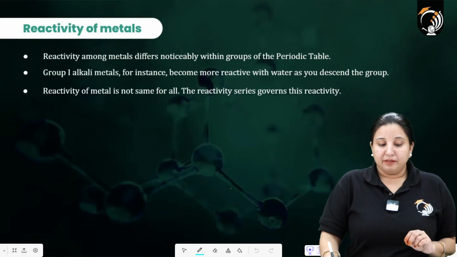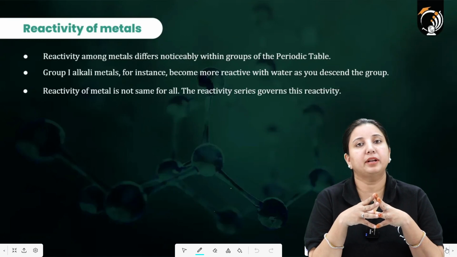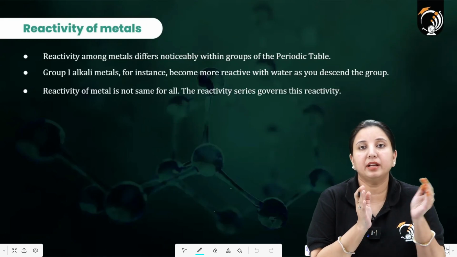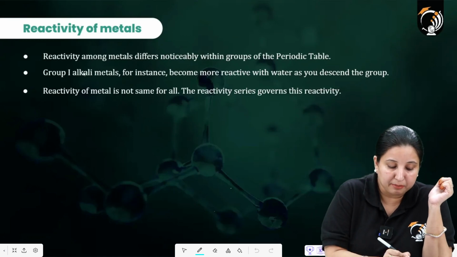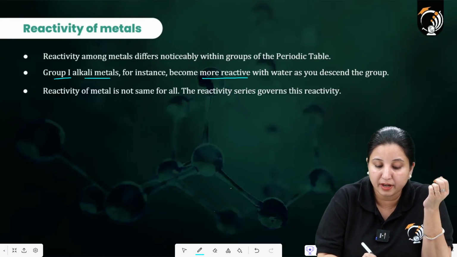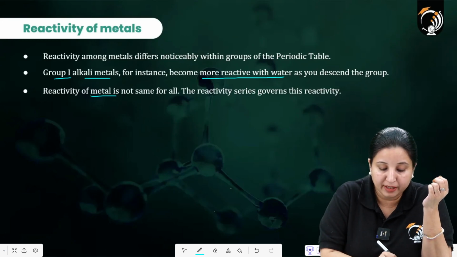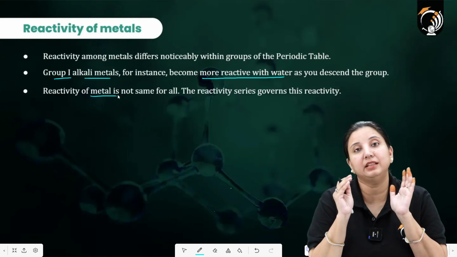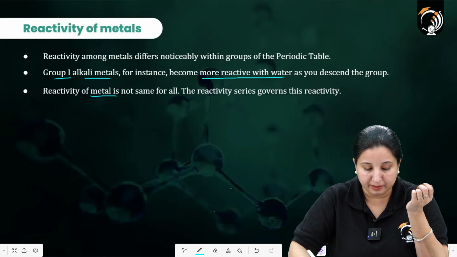Now next comes the reactivity of metals. Basically, if you look at the complete periodic table, there is noticeable reactivity among the metals, and they follow certain trends. For example, group 1 is known as the alkali metals, and they become more reactive with water as you descend the group. So the reactivity of metals is not the same for all, and the reactivity series governs this process.